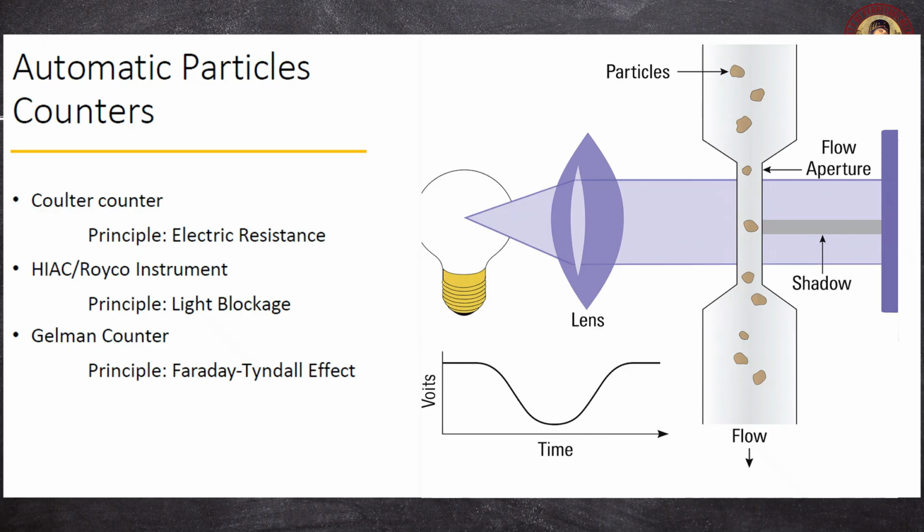Next, the HIAC, or Royco instrument, based on light blockage. Here, a beam of light passes through a fluid stream, and when a particle crosses that beam, it blocks the light momentarily, creating a shadow detected by sensors. The bigger the shadow, the larger the particle. Lastly, the Gell-Mann counter, which uses the Faraday-Tyndall effect, scattering light to count and size very fine particles in suspension.